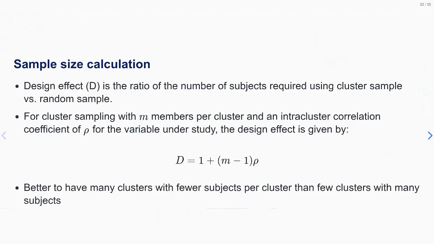So, sample size calculation in cluster sample. The design effect is the ratio of the number of subjects we require using cluster sample versus the random sample. So for cluster sampling with m members per cluster and an intracluster correlation coefficient rho for the variable under study, the design effect is given to us by the formula we see: 1 plus (m minus 1), all multiplied by rho. It is better to have many clusters with fewer subjects per cluster than few clusters with many subjects.